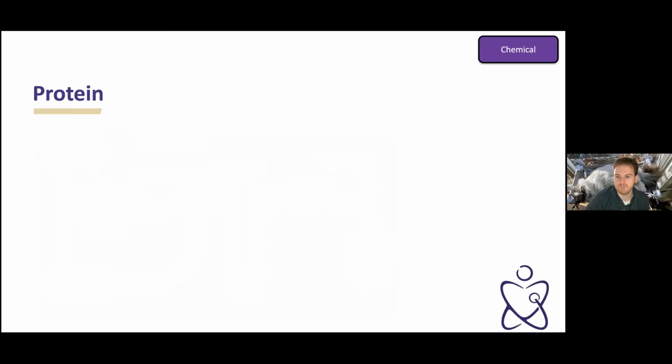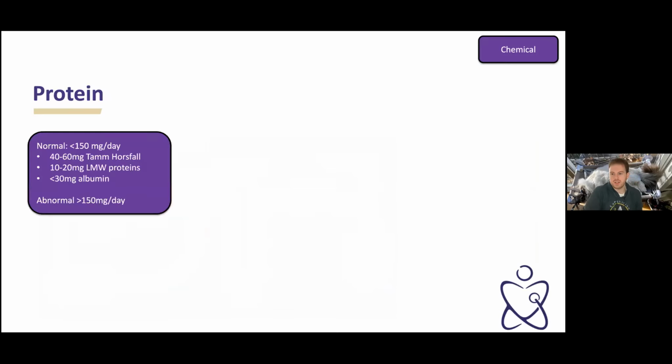Now let's talk about protein. So the normal amount of protein in the urine should be less than 150 milligrams per liter. This consists of albumin, usually less than 30 milligrams, some low molecular weight proteins, and then also Tamm-Horsfall. Abnormal protein in the urine is going to be greater than 150 milligrams in a day. So the protein detected on the urinalysis is insensitive to non-albumin proteins, and the test usually turns positive around 300 milligrams per liter. It does not, unfortunately, detect albuminuria until 8 to 10 times the normal excretion rate.